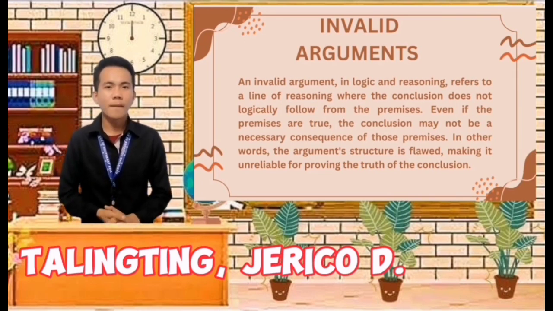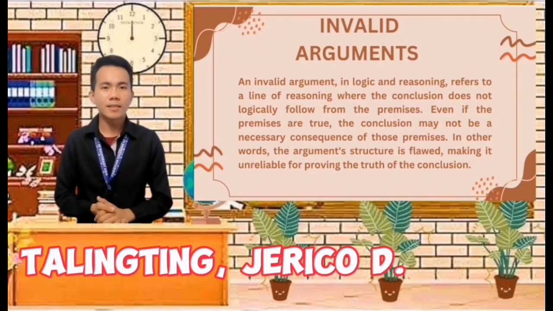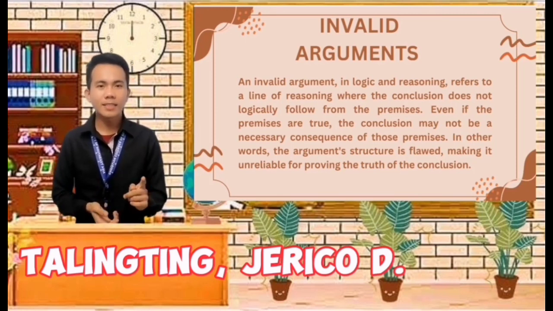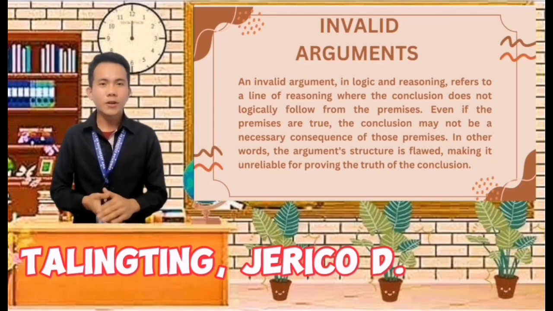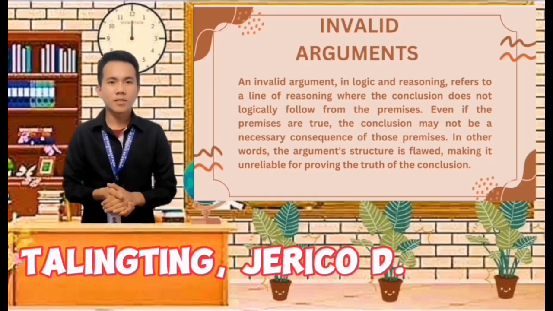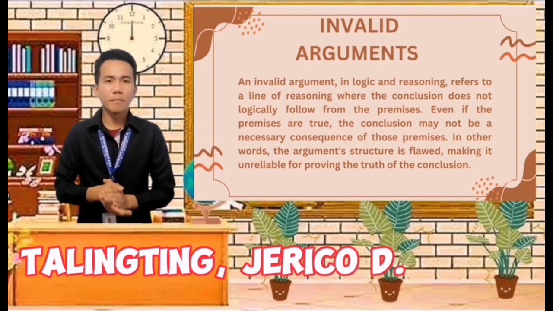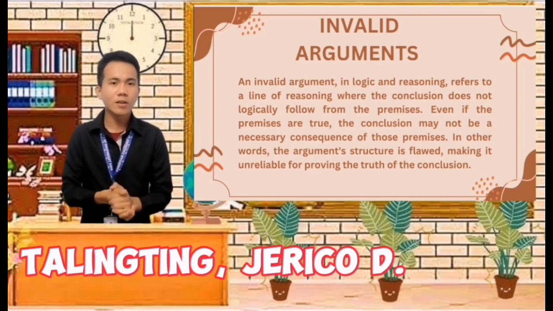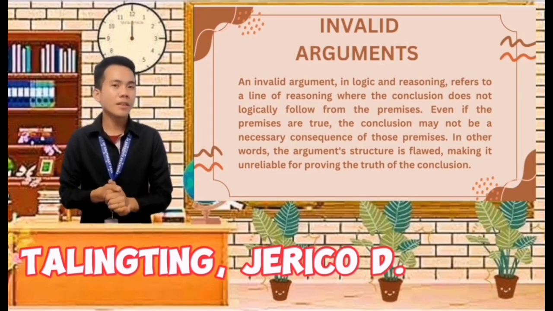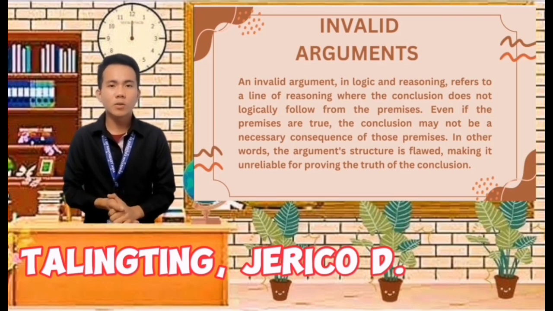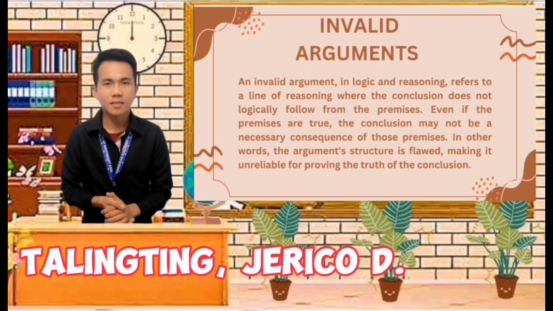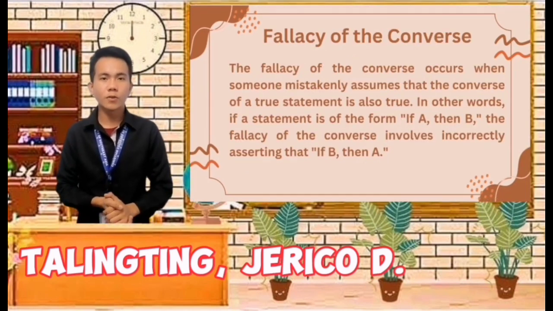For example, premise 1, all mammals have wings. Premise 2, dogs are mammals. So in conclusion, therefore, dogs can fly. This is an invalid argument because the conclusion does not logically follow from the premises, even though the premises themselves might be true. Invalid arguments are distinct from unsound arguments, which have both an invalid structure and at least one false premise.